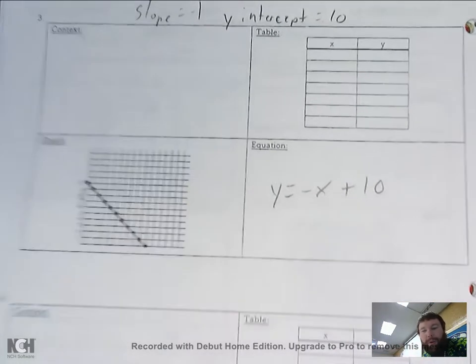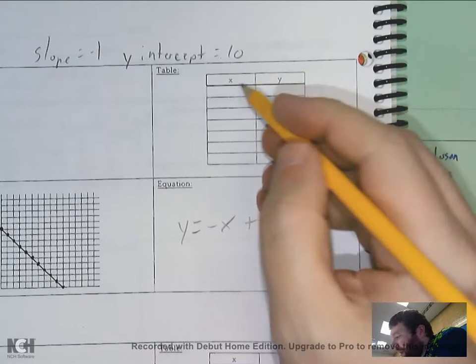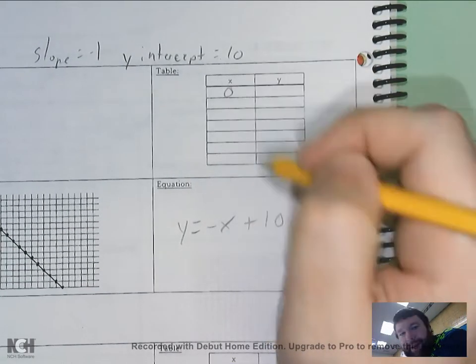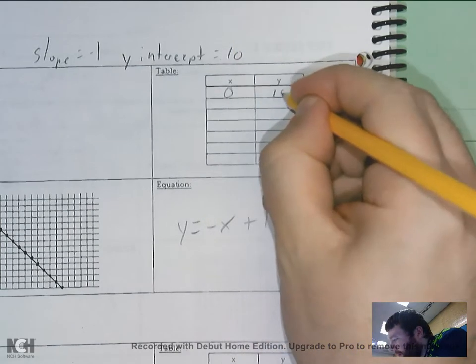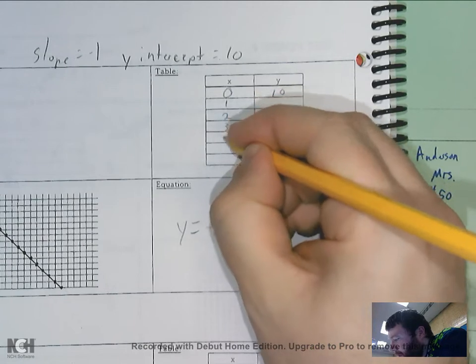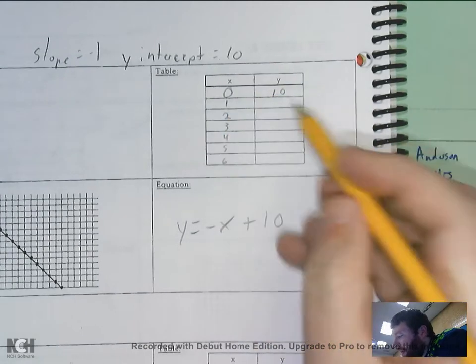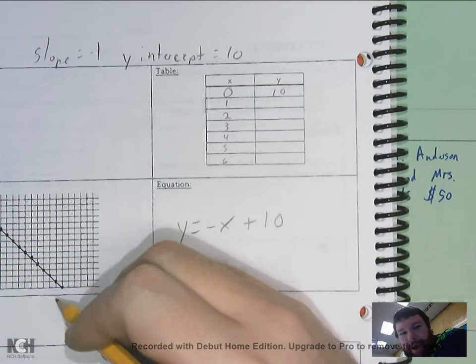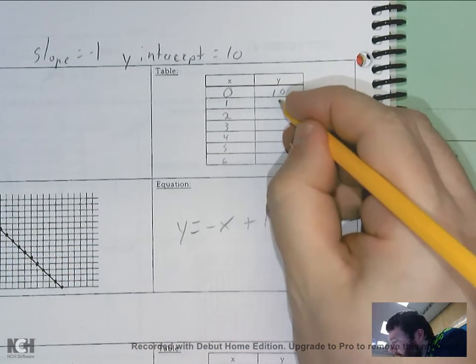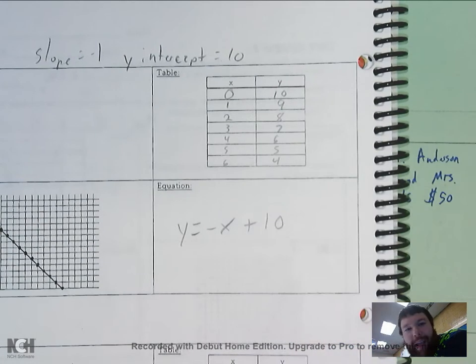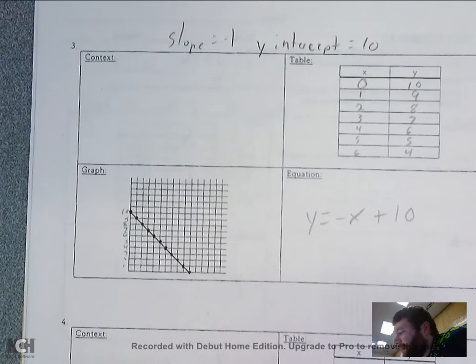And then for your table, you would start at the y-intercept, so that means x is 0, and the y would be 10. And then the x's are going up by 1s, so 1, 2, 3, 4, 5, 6. And the y's are going down by 1, right? Because that's why the line's going down. It's going down 1. So 9, 8, 7, 6, 5, 4. And that'd be your table. Not too tough, right?